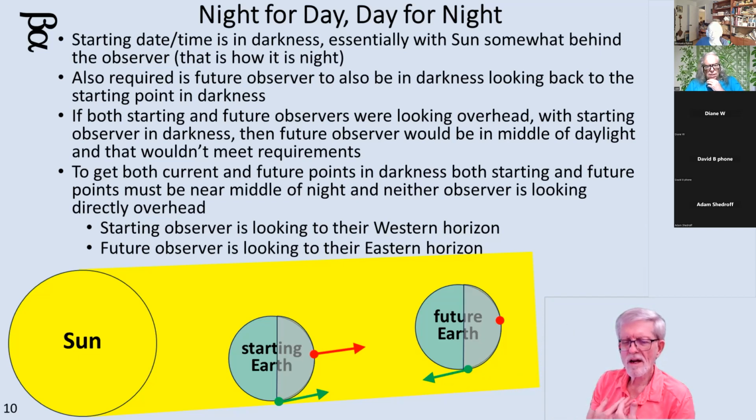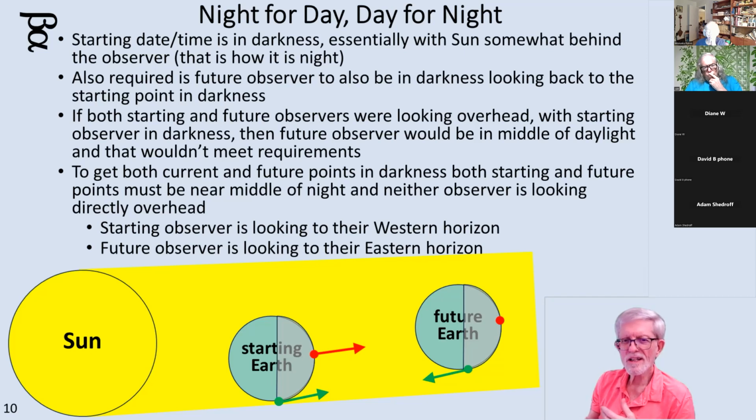So if I'm at my starting day and I'm looking up in the night sky, my part of the Earth is facing away from the sun because it's night. So the Earth in the future, if I wanted to see the same part of the sky, I would be looking 180 degrees away from where the Earth was, because in the future, that part of the Earth is looking at the night sky as well. So there's no way I can look back at myself.